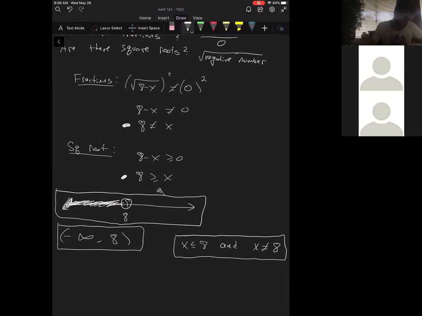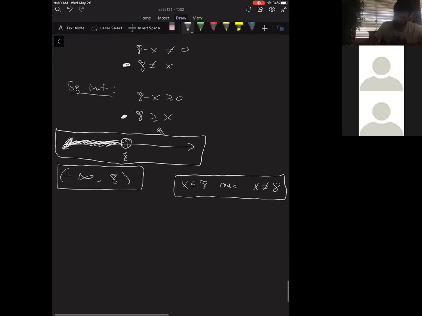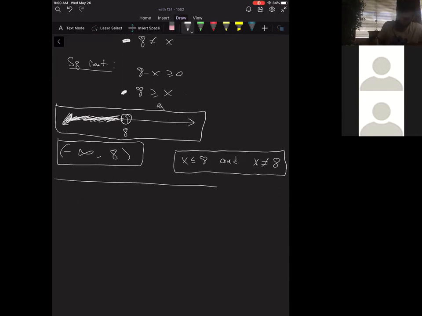Okay, what else do we have in this section? All right, let's do a couple more problems. Let's do, how about 24? So here we have minus 3 less than x plus 2, less than or equal to 5.